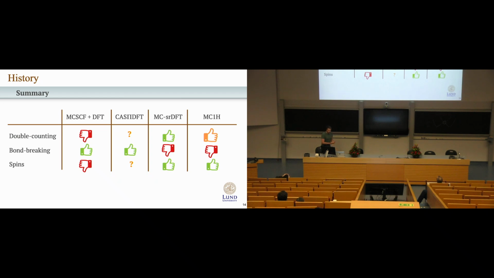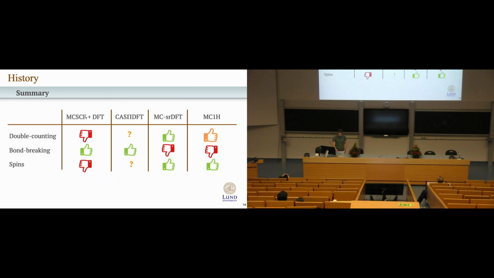And if I summarize the properties of all of this, first, CAS-PDFT does bond breaking correctly, fine, because it doesn't have any spin densities. And it should not do double counting because they have a functional for that. But we don't know, of course, how good this functional is, so I put a question mark here. And it might not do spins, and I will show that very soon, why.